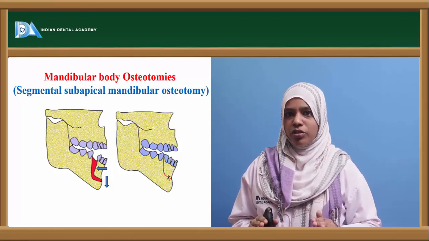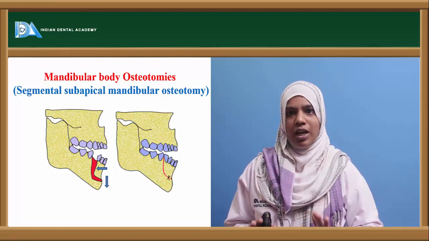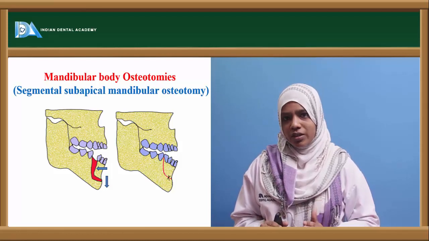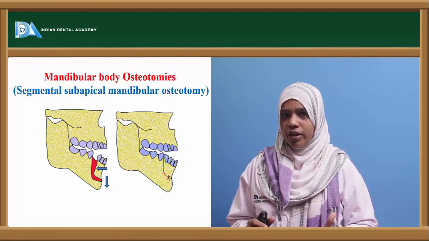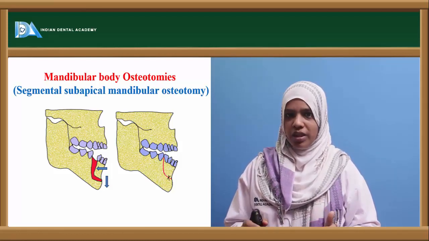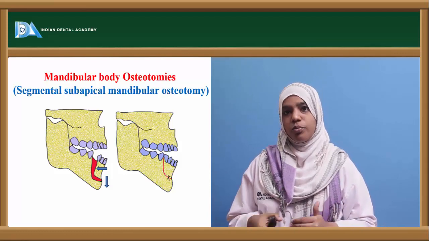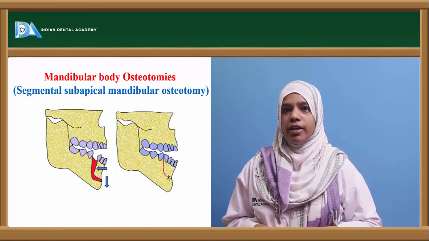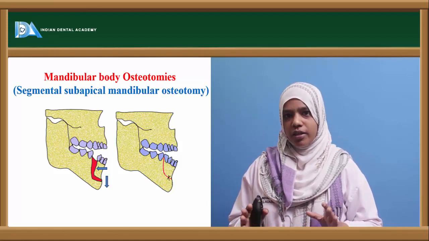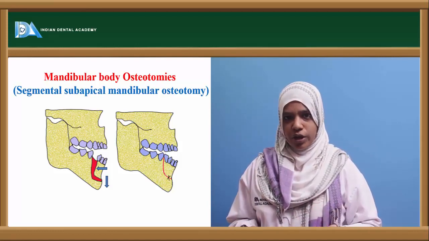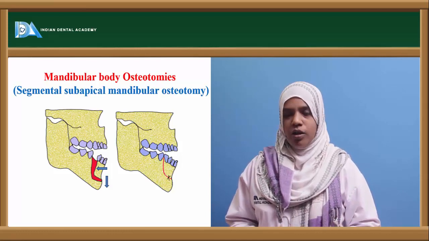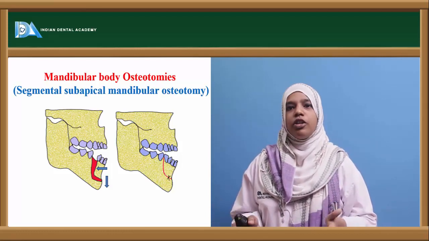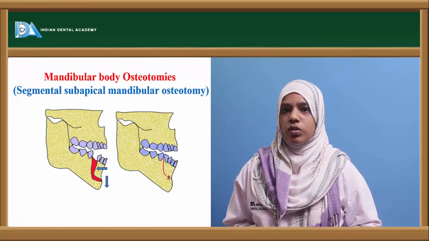Through the extraction socket, you will do subperiosteal dissection of the alveolar area. Once you have done this, you will try to separate the lingual mucosa from the extraction socket, to protect the lingual nerve. Once you have done this, you will take your vertical cut. From both sides, you will make your vertical cut in the extraction socket, both buccally and lingually.